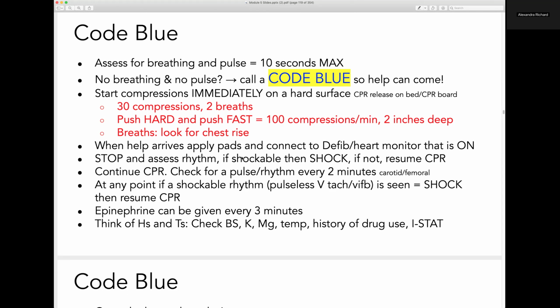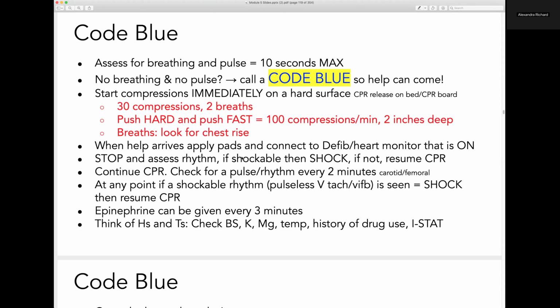If it's asystole or pulseless electrical activity, you resume CPR. So you resume CPR in the fashion of 30 compressions to 2 breaths, and you keep doing that. And then every 2 minutes you stop, you're going to do a pulse and rhythm check every 2 minutes.